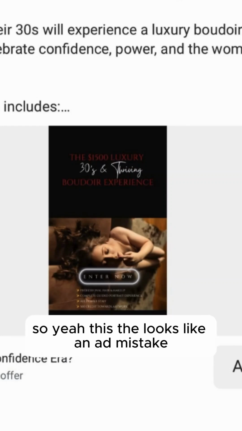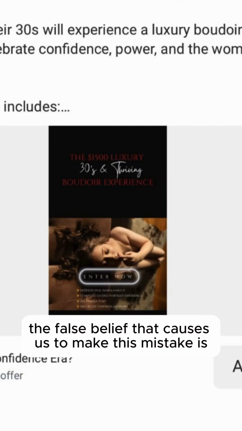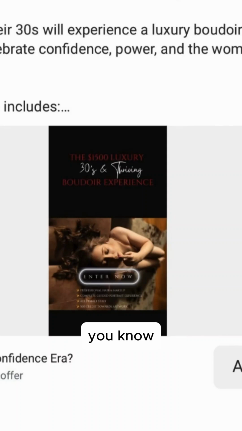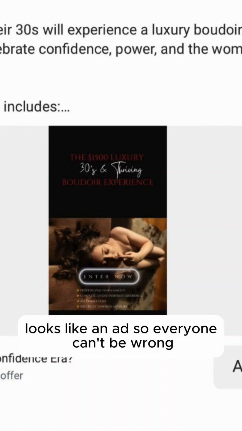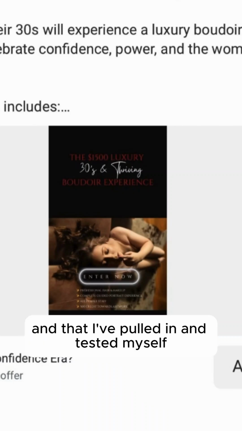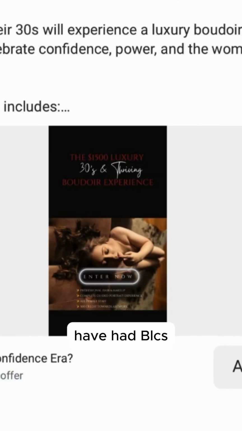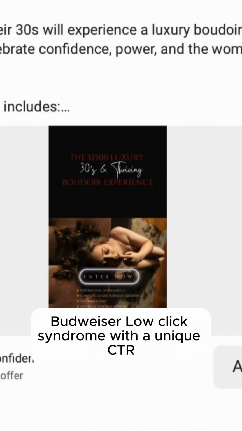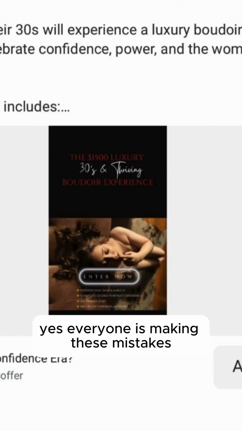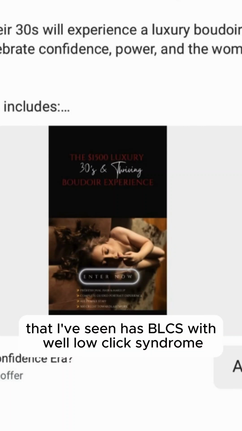So yeah, this looks like an ad mistake. The false belief that caused us to make this mistake is, well, every other Boudoir Facebook ad I've seen looks like an ad. So everyone can't be wrong, can they? Well, 100% of the Boudoir Facebook ads I've seen the back end for and that I've pulled in and tested myself have had BLCS, Boudoir low click syndrome, with a unique CTR under 6%. So everyone is doing everything wrong. Yes. Everyone is making these mistakes. That's why everyone that I've seen has BLCS, Boudoir low click syndrome.